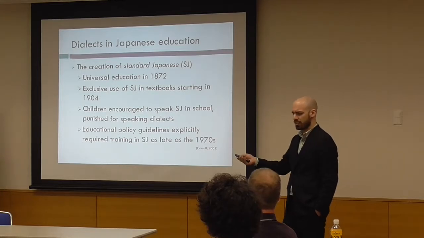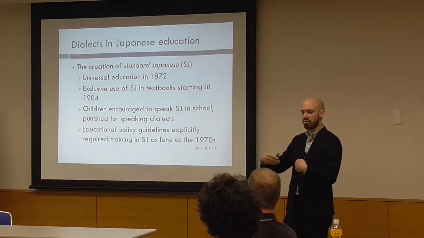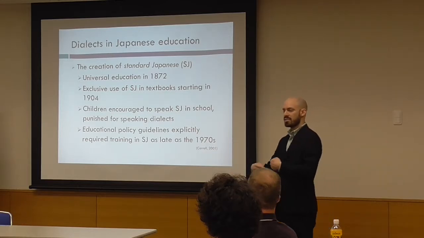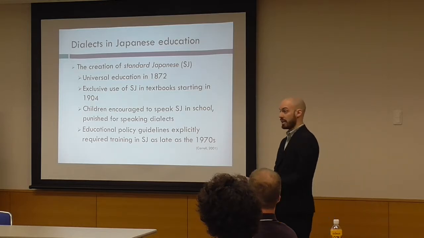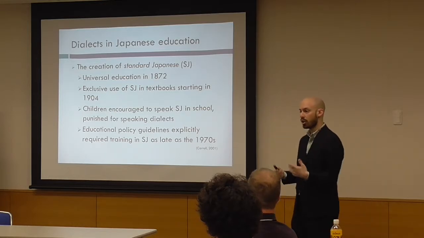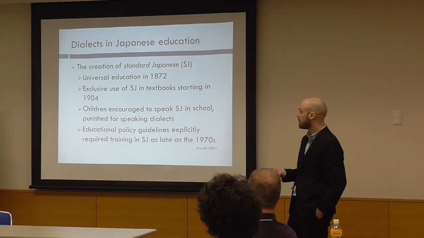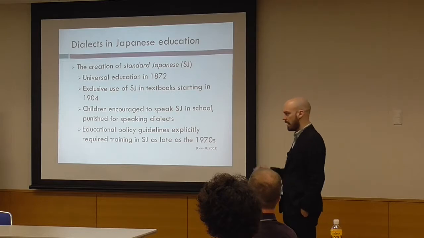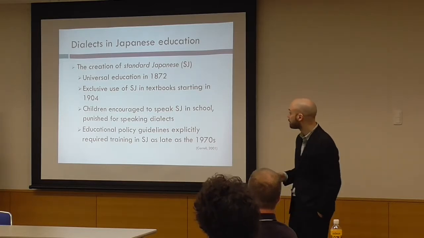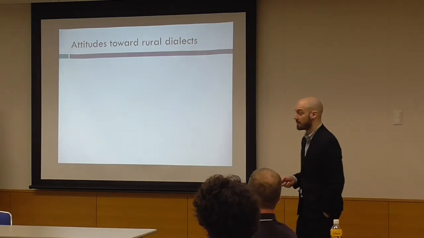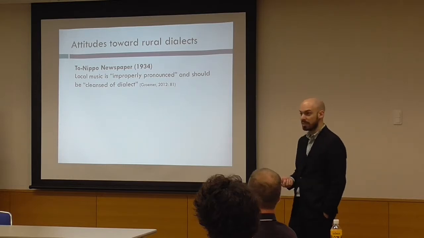Over several generations, when every single person who goes through the education system is taught that you have to speak a certain way, as a society, you start to associate that form of speaking with education and all the societal and economic benefits that education brings you. So standard Japanese became the language of economic and societal success and educational success in Japan. Other dialects, specifically rural dialects, well, they're improperly pronounced and should be cleansed.